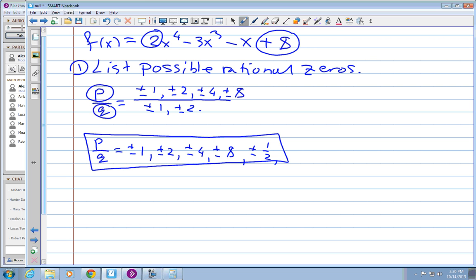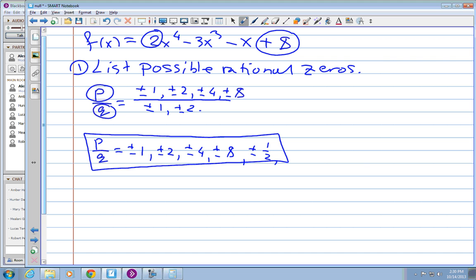Here's one thing I want to share with you. There's a really quick way to see whether 1 works. We don't have to do synthetic division to check whether 1 works. If the sum of all coefficients equals 0, then 1 will work, right? Because if you plug in 1 for x, it just kills all the x's, and you're left with the coefficients. So is the sum of all coefficients equal to 0? No, so we know 1 is not going to work.